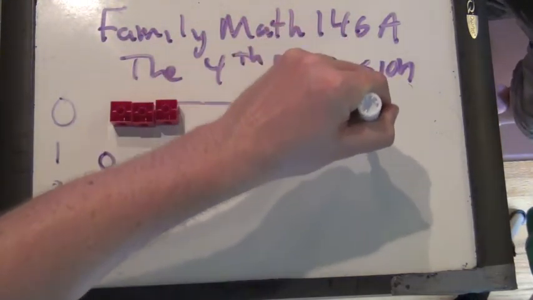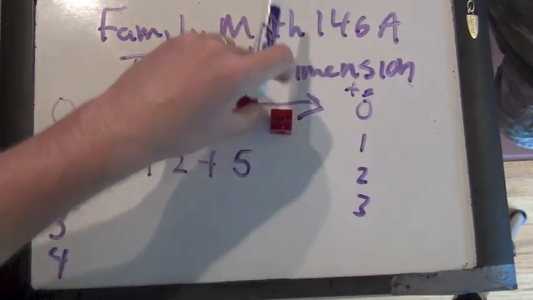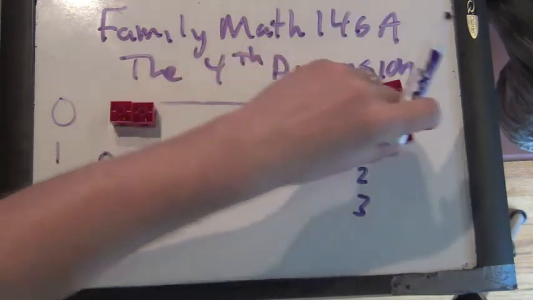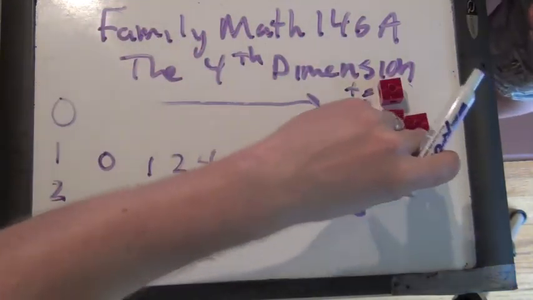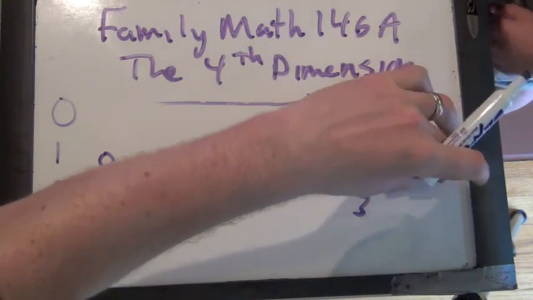So I'm going to make a little chart over here. At time 0, we got that. Time 1, we got that. At time 2, we got this. And what did we have at time 3? 4 blocks.